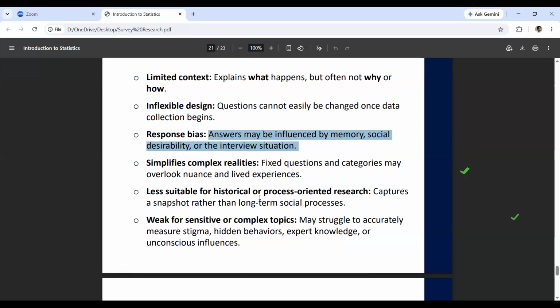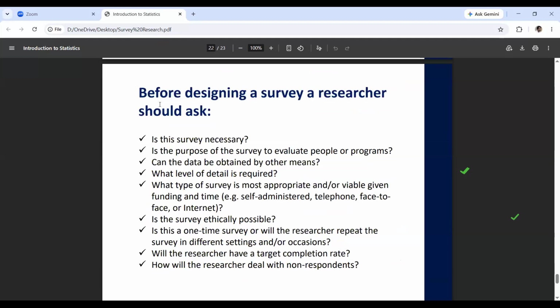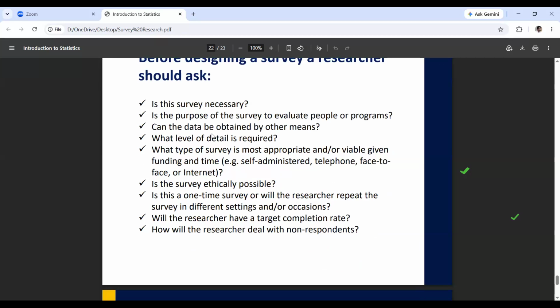Also, this survey method is less suitable for historical or process-oriented research. And finally, it is weak for sensitive or complex topics, as I explained. These are the steps, these are the questions you must ask yourself before applying the survey research method. I am leaving this to you.